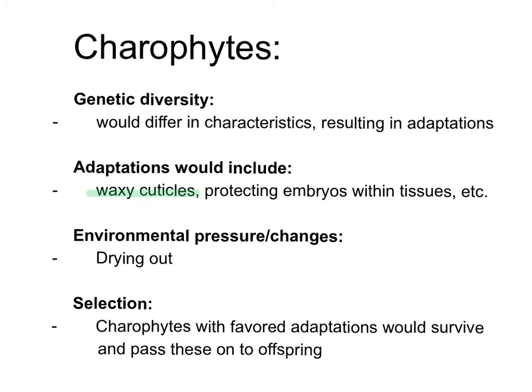Another possible adaptation that would have occurred was in organisms that protected their embryo. So remember, their embryo would be sort of the reproductive component. And so these embryos were protected in tissues, which meant they wouldn't be drying out, they would be able to go on and reproduce. And as a result of some of these adaptations, these changes, over time, we got our plants from these charophytes.